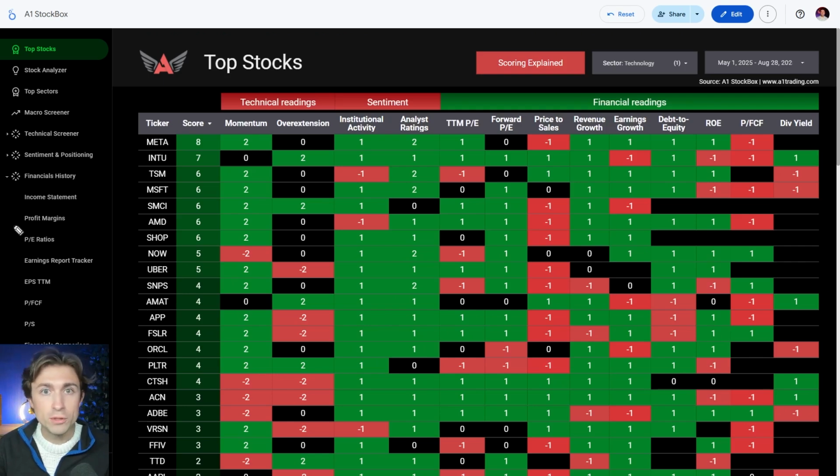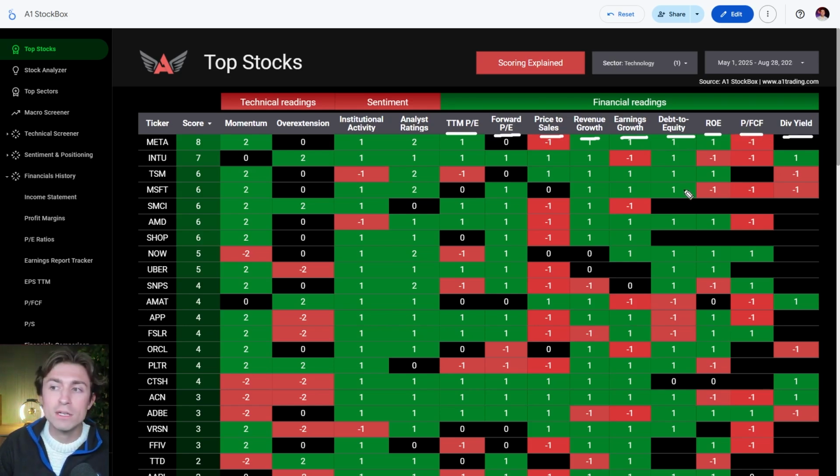So first and foremost, at first glance, this table can look a little bit convoluted or complex, but I promise you, if you stick around for just a minute, this will make a lot of sense. The top stocks algorithm watches a huge selection of financial data like trailing 12-month PE ratios, forward PE ratios, price to sales, revenue growth, earnings growth, debt to equity, the return on equity, price to free cash flow, and the dividend yield of each stock that we track within the StockBox.